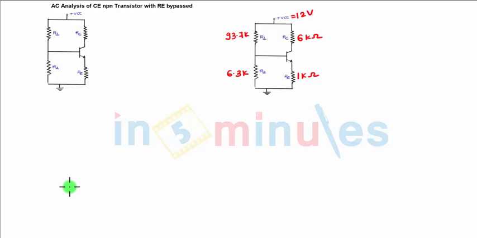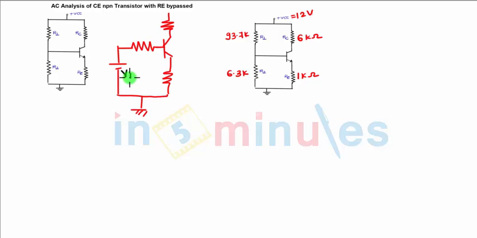Now we are left with only this much part, as I have told you. Then what we need to do, once you have drawn the AC equivalent circuit, is reduce the circuit. You know how to reduce the circuit. This is which type of biasing? Voltage divider biasing. As I have told you previously, it can be reduced to a single voltage source in series with a resistance. The circuit will be looking like this.